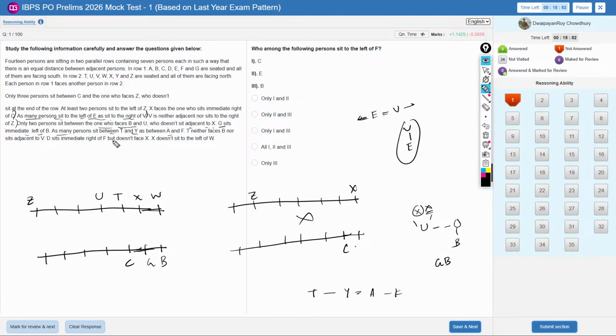D sits immediate right of F but does not face X. D sits immediate right of F, so D, F. D cannot be like this. And this is E, this is V. X does not sit to the left of W. Okay, so A, B. A was missing. U, V, W, X, Y. Y goes here. So who sits to the left of F?